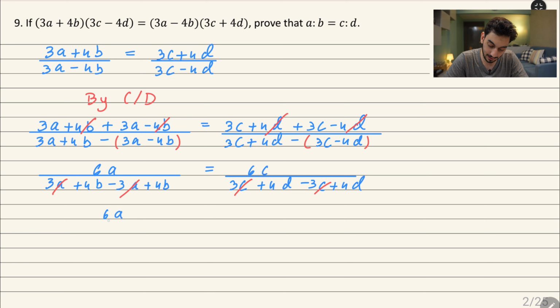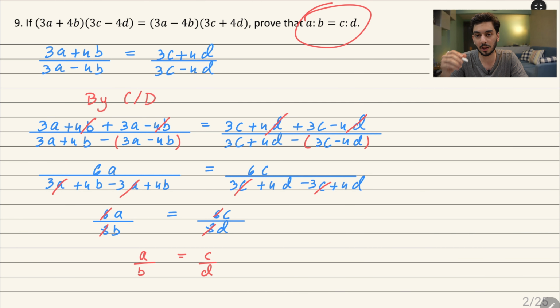I am left with 6a upon 4b + 4b is 8b is equal to 6c upon 4d + 4d is 8d. I can cancel out the numbers, so 6 and 6 go away, 8 and 8 go away, and I am finally left with a upon b is equal to c upon d, which can obviously be written in the ratio format also. Okay, that was an easy question.